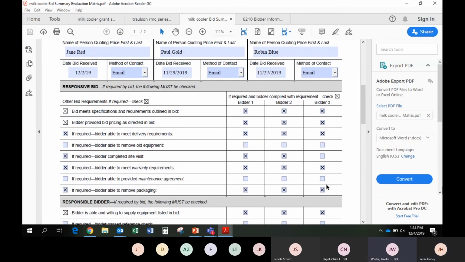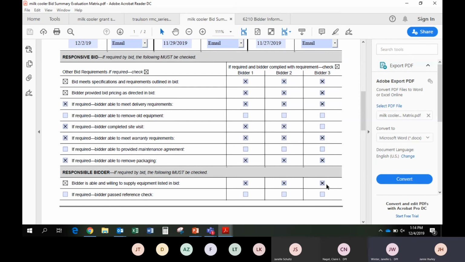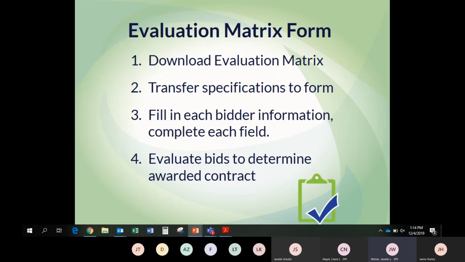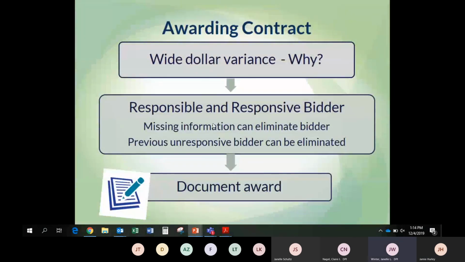So as you can see with this criteria, I'm going to go back here to this slide. So here, awarding the contract. So basically determining who wins the bid.